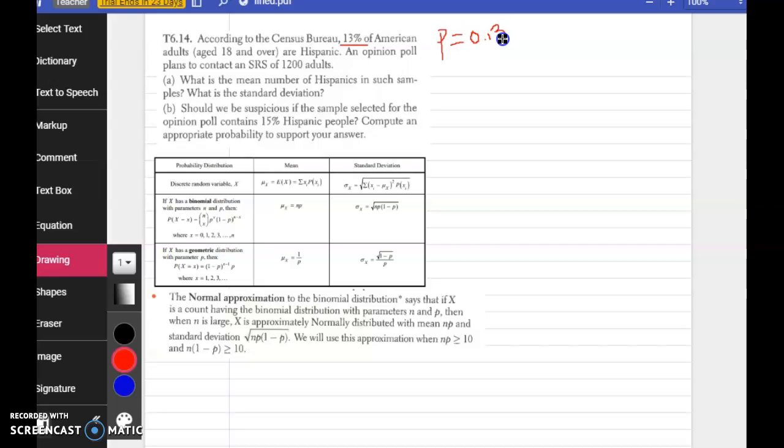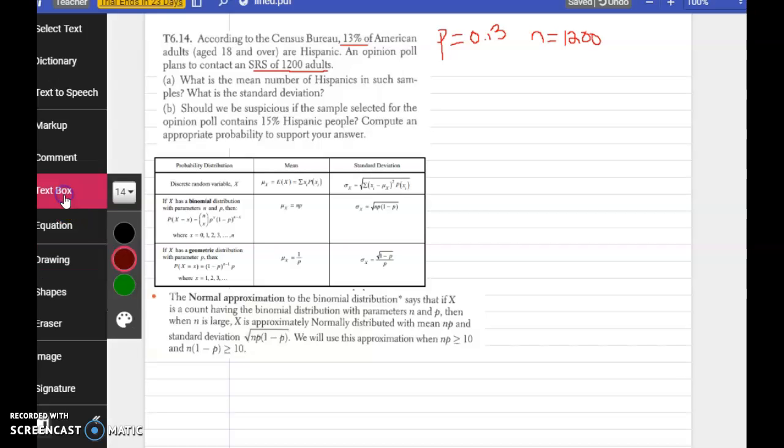An opinion poll plans to contact an SRS of 1,200 adults. So again, that's kind of screaming N. So I'm thinking binomial here. What is the mean number of Hispanics in such a sample? What is the standard deviation? So this one's pretty easy, hence why I didn't do 12 either.